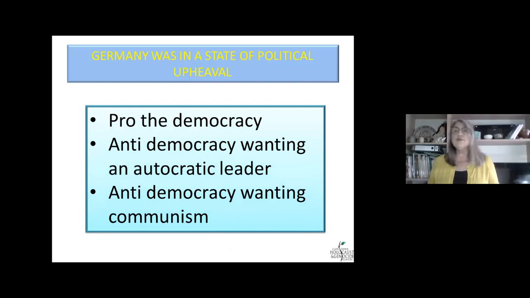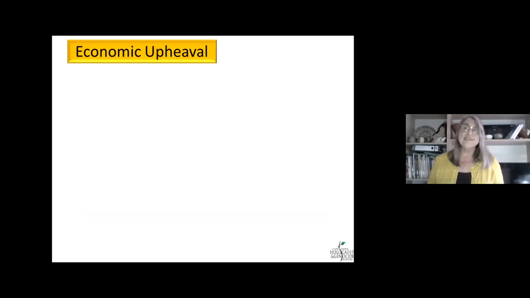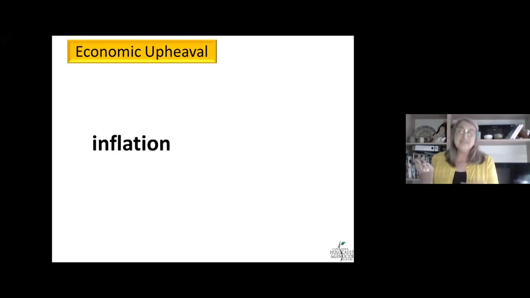So really, Germany was not in a good state politically, and it was not in a good state economically. Germany was suffering not only from inflation, and let me just briefly explain. Inflation is when your money loses its value. You can talk to anyone in your household, and they will tell you that from year to year, prices go up, but the money stays the same. Salaries don't go up at the same rate that prices do. And so this is called inflation.